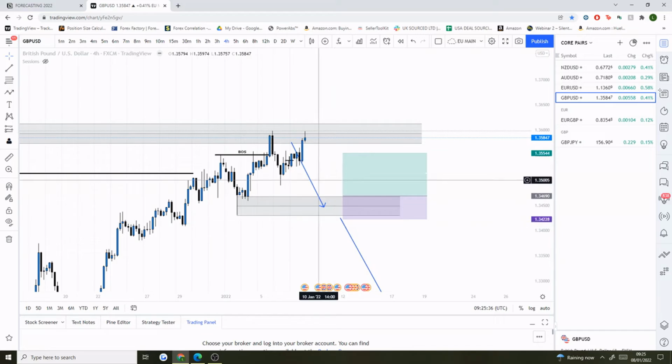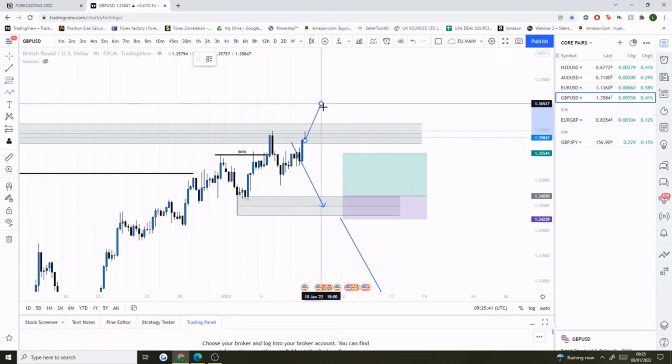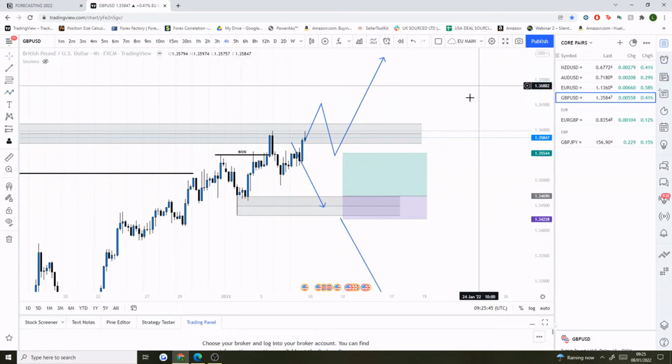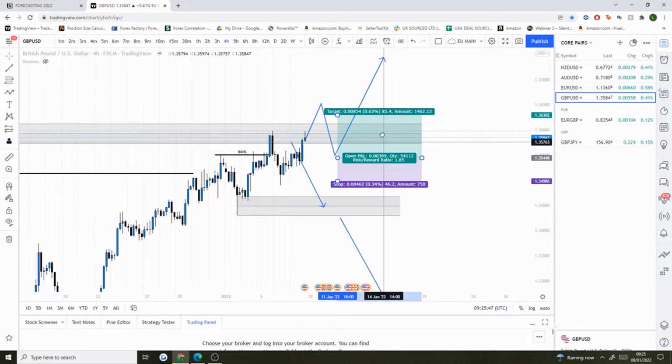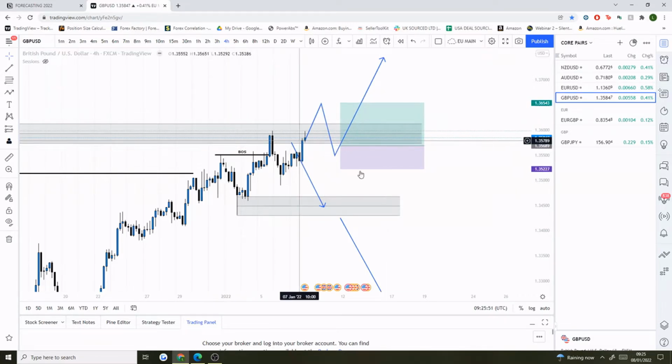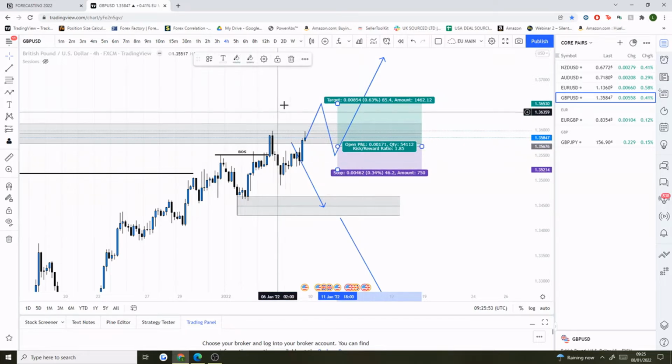If I was looking to buy on the pound dollar, what I'd prefer to see is another break of structure, and then we can look to buy following that break of structure, because at that point we will have invalidated this supply zone, so that bearish thesis will hold less weight in my mind.